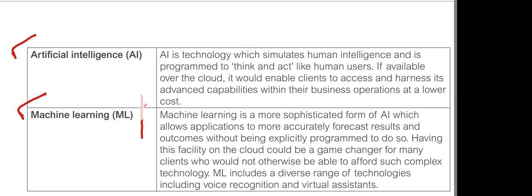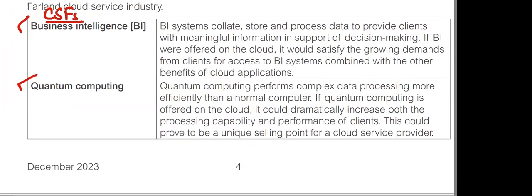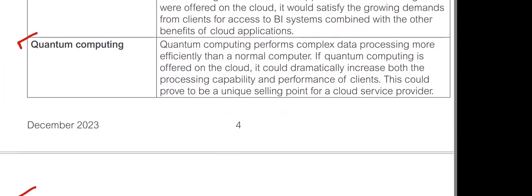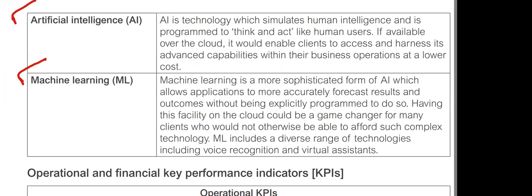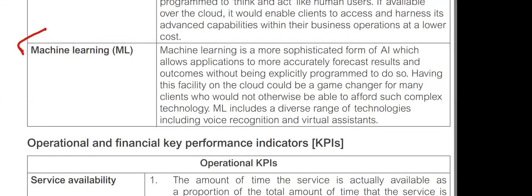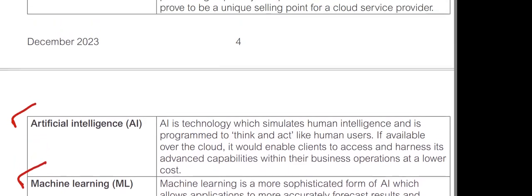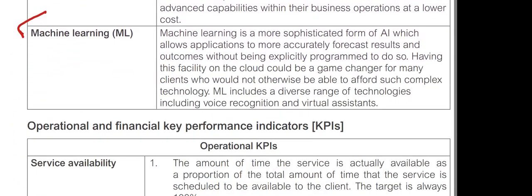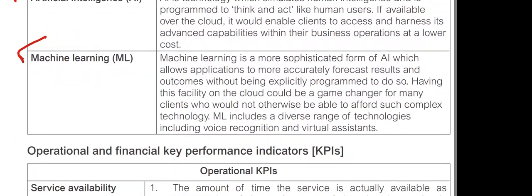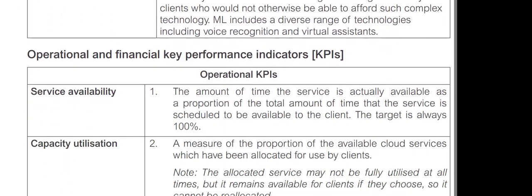I mean, in these areas, companies in Farland would actually have to excel, or NC Tech would have to excel. And each of these have been defined so that you can link it properly. Then after the critical success factors, you have been given some operational and financial KPIs.